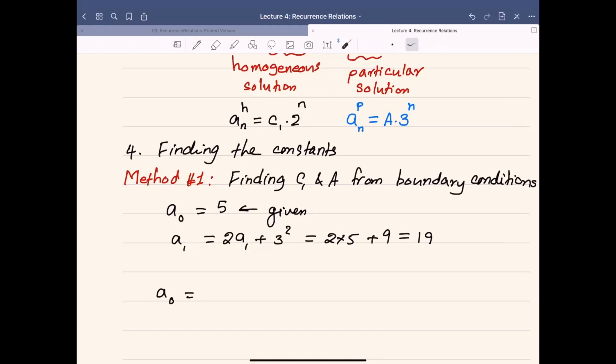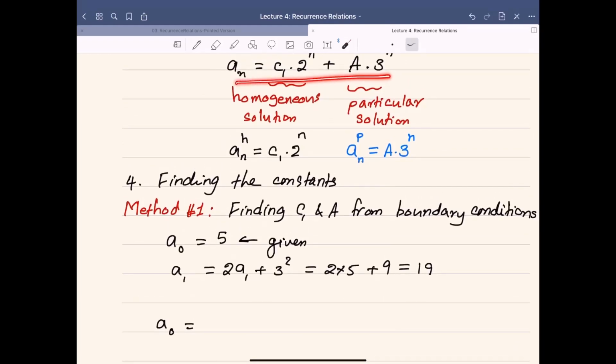From these two boundary conditions, we substitute into the general solution, which is this one. This is the general solution. So for a_1, a_2, sorry, we don't have a_0. This is a_0, this is okay, this is a_1 and a_2.